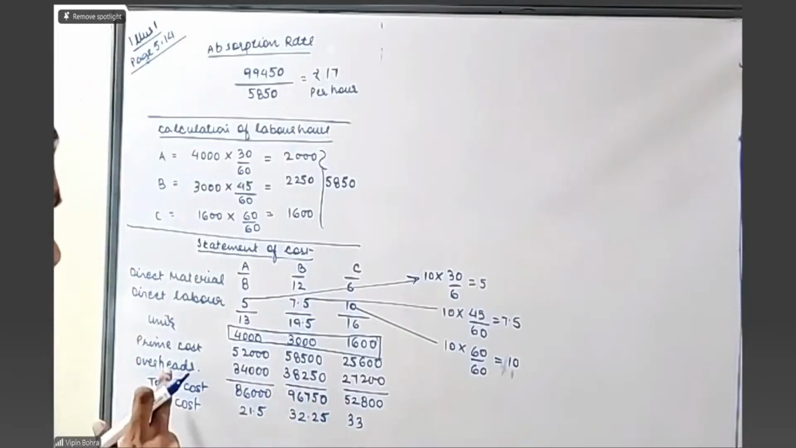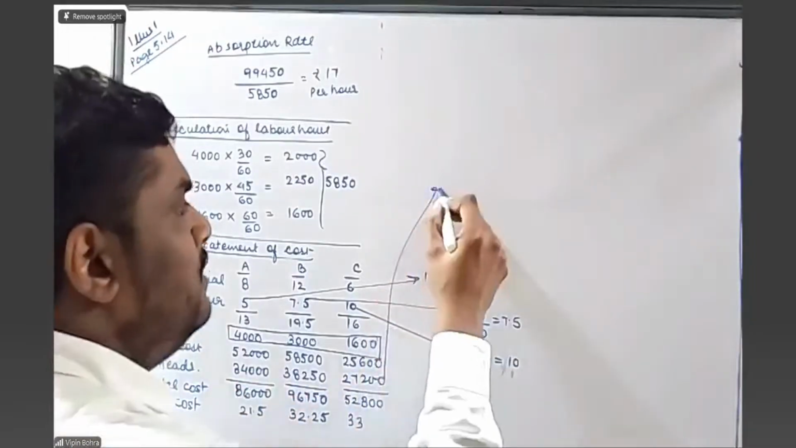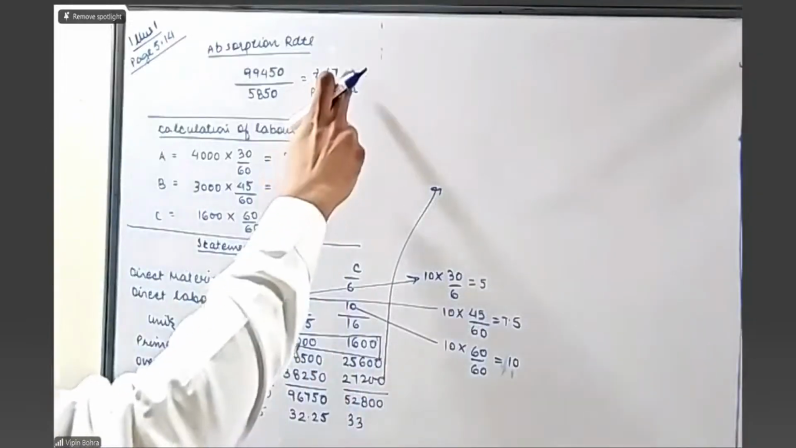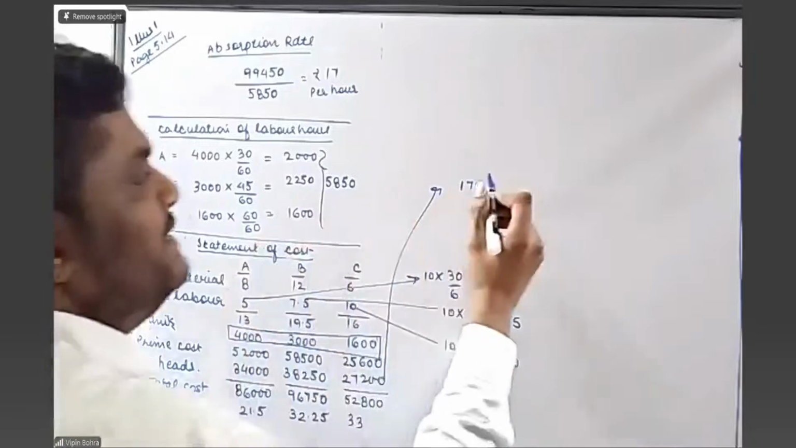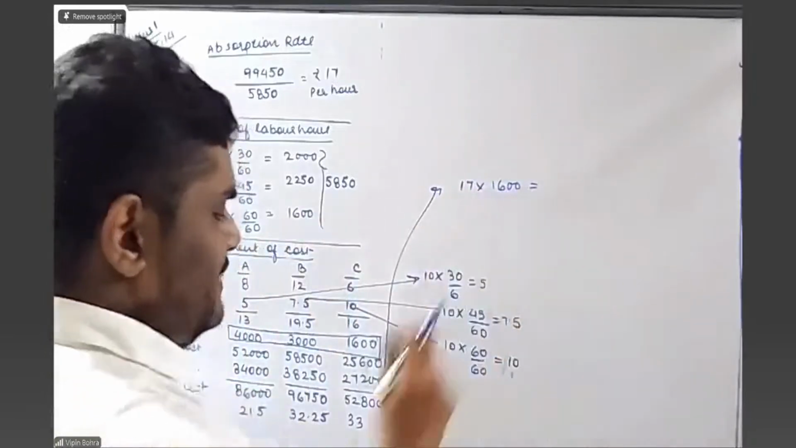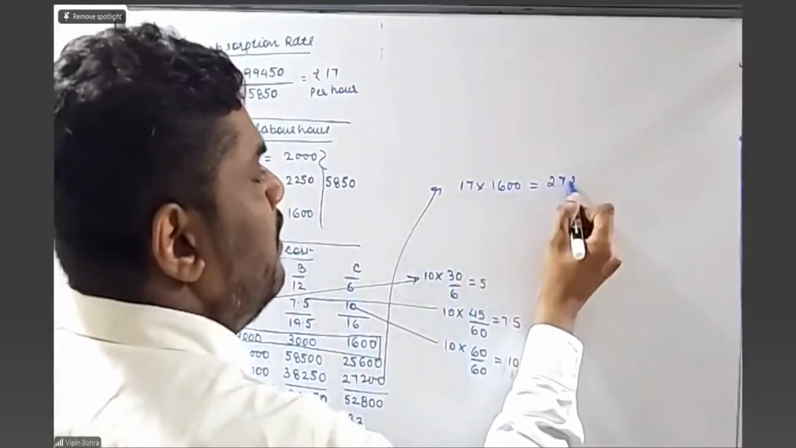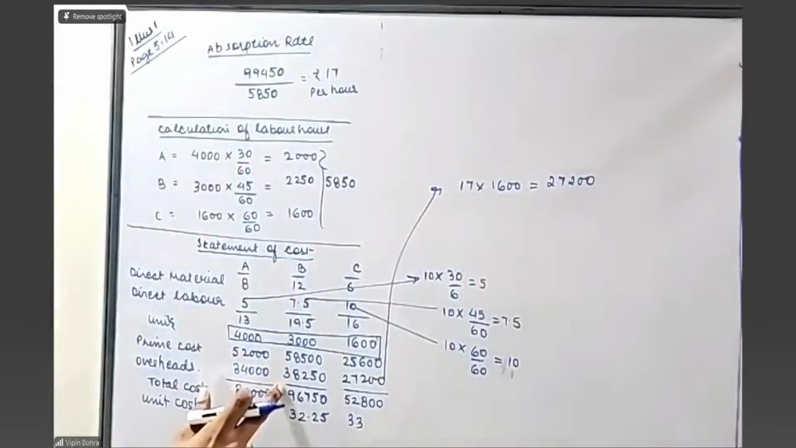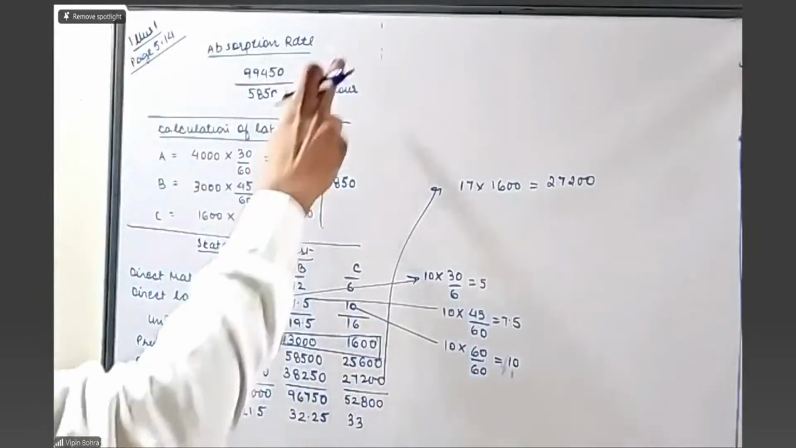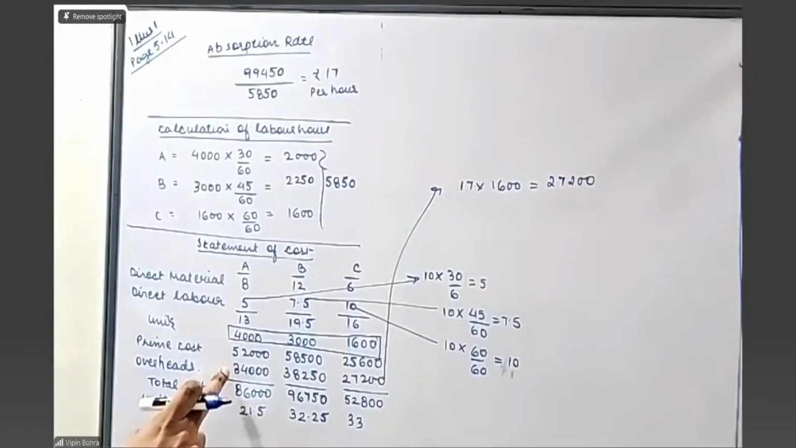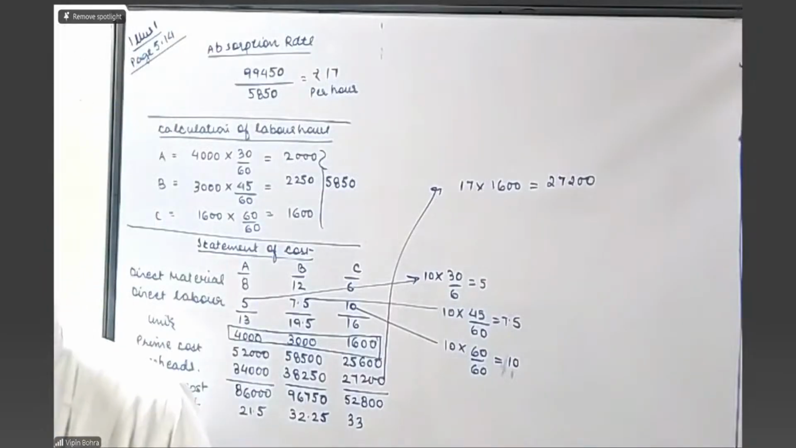When talking about these figures, that is how I calculated the overheads. See, 27,200. The rate of absorption is 17, into the labor hours for product C, it is 1600. So this is how I got 27,200. Similarly, 38,250. How many hours are for product B? 2250 into 17. Similarly, here also 34,000. Very simple, 4,000 into 17. I hope it is clear, Aditya.